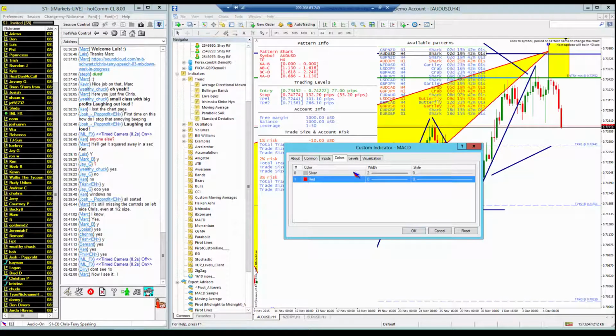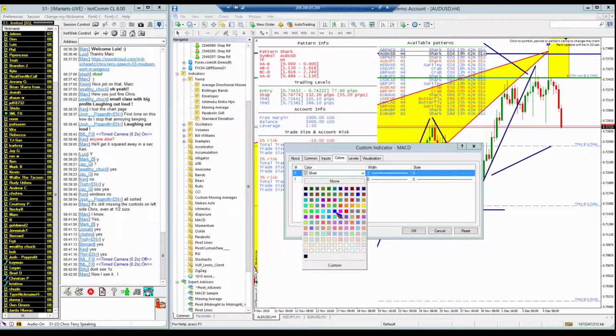Sorry about that. In here, you're going to have inputs. We're going to put 3, 10, 16. 3, 10, 16. In the colors, I like to do red and blue.